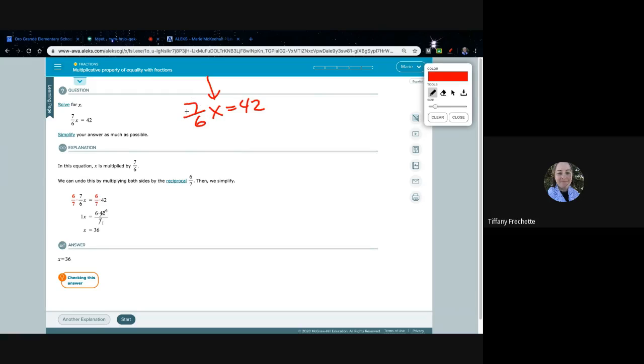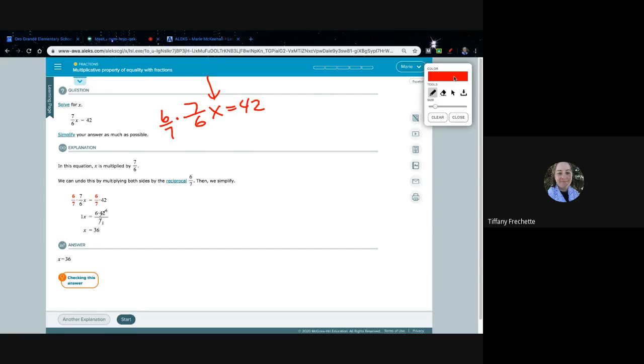So we need to think of the top of a fraction like multiplication, and the bottom of a fraction is division. So if we remember that we have multiplication and division, we've learned over the past few weeks that to undo multiplication, I want to divide. And to undo division, I want to multiply. So we simply just multiply by the reciprocal of the number. Reciprocal just means flip it over. So instead of 7/6, I have 6/7.